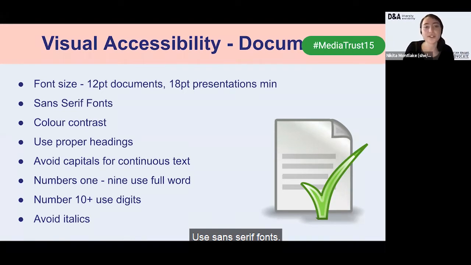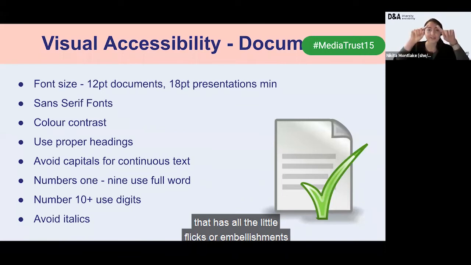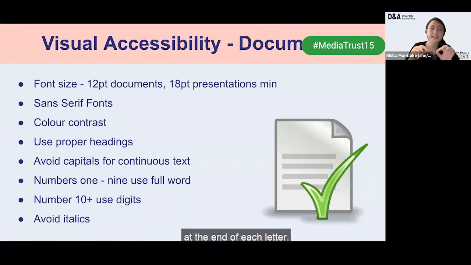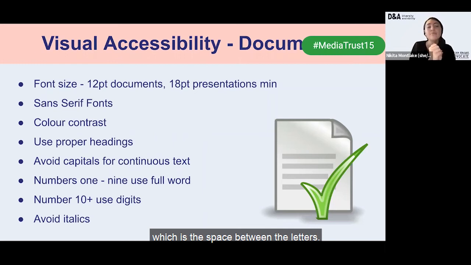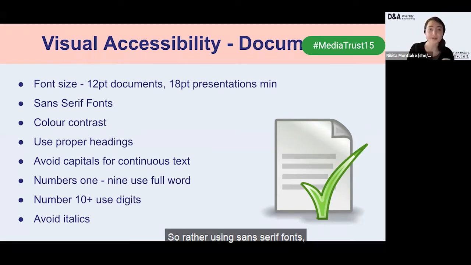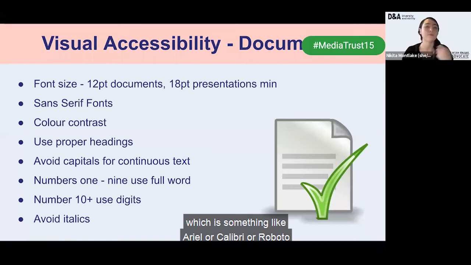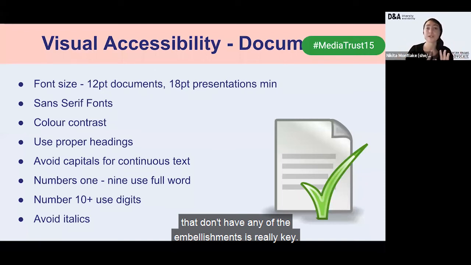Use sans serif fonts. So you have serif fonts and sans serif fonts. A serif font is something like Times New Roman that has all the little flicks or embellishments at the end of each letter. And that really affects what's called the kerning, which is the space between the letters. If that's been affected, then individuals who struggle with reading, dyslexics in particular, when looking at those words, they can blur into one, or we'll miss letters, or we'll misread letters. And it's very hard for us to identify where that mistake has happened. So rather use sans serif fonts, which is something like Arial or Calibri or Roboto, or any of those more succinct fonts that don't have any of the embellishments, is really key.